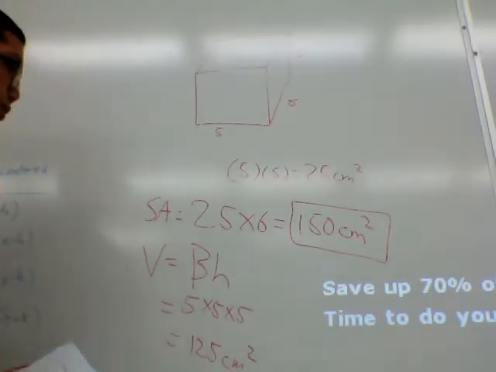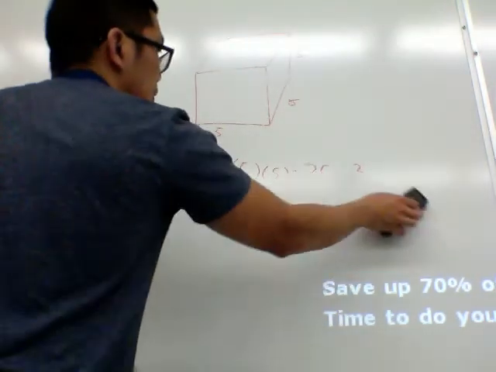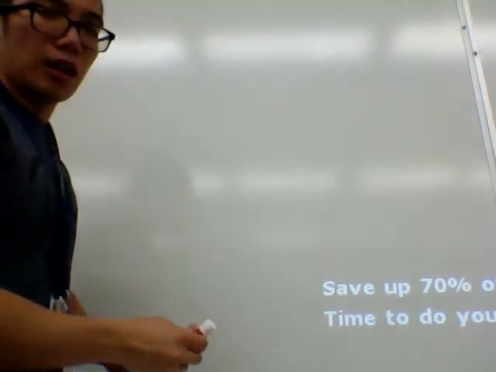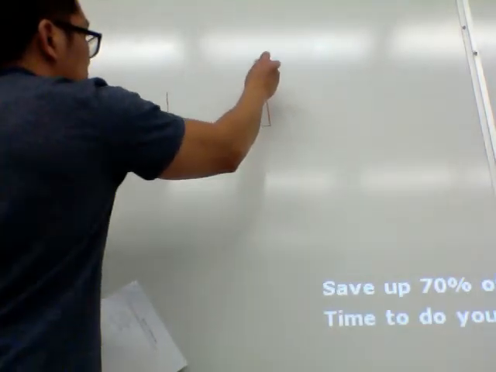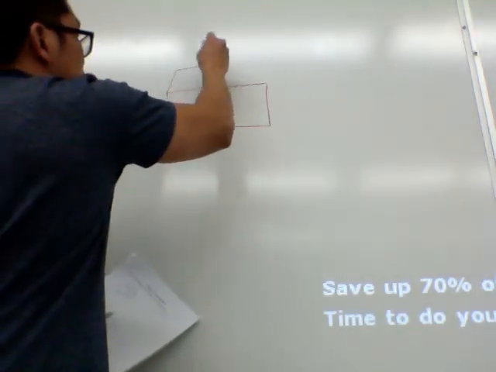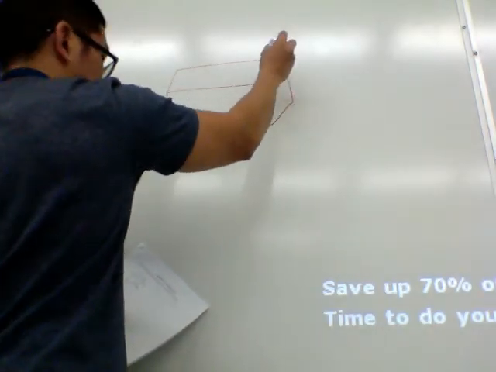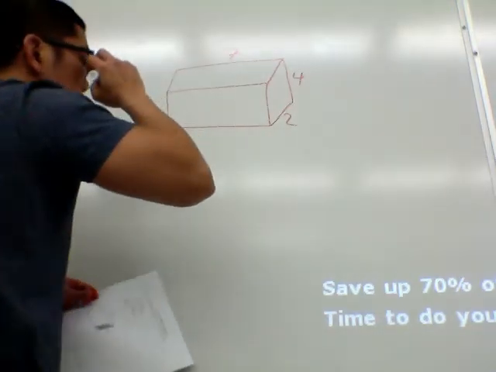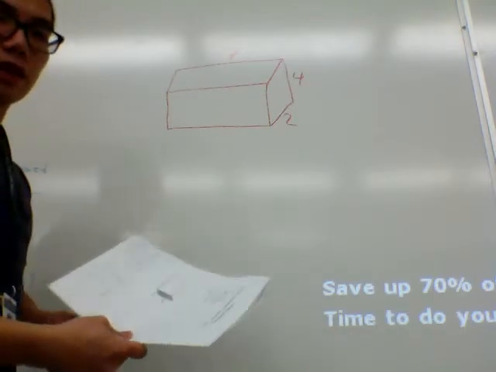Now let's do number two. Number two, we have a rectangular prism. For this one, though, since it's a rectangular prism, all of the sides are a little different. Okay, so this was a 4, this was a 2, and this was a 7. Now, here you have 3 types of rectangles.